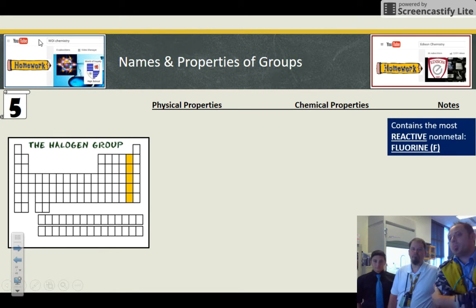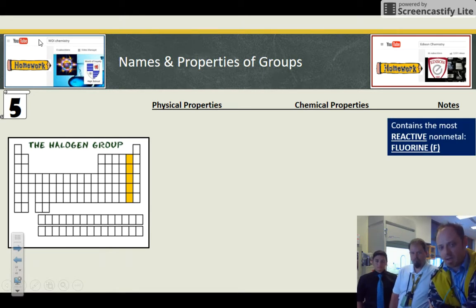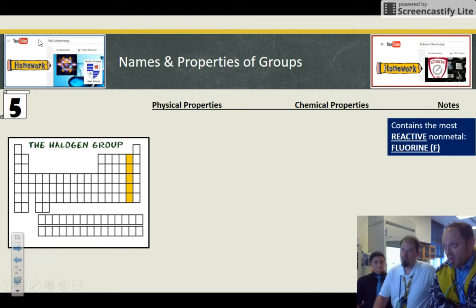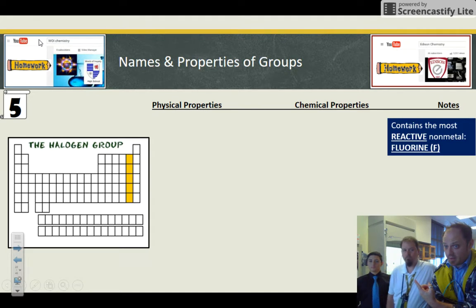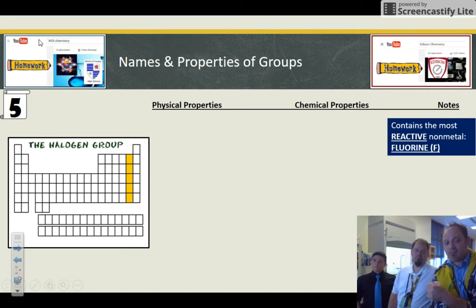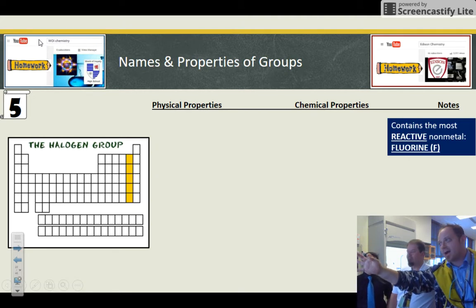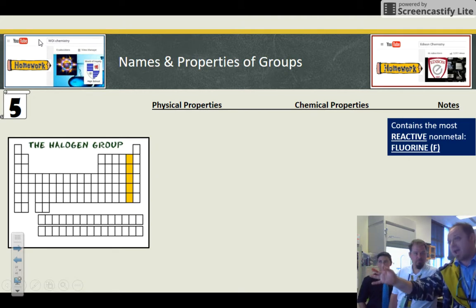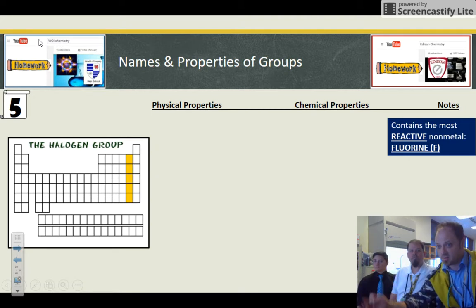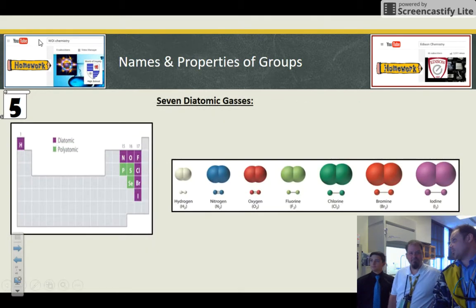This group contains the most reactive non-metal, which is fluorine at the very top. So fluorine and francium. Fluorine's the most reactive non-metal, top right corner of the periodic table except for the noble gases, and francium, bottom left. So they're at opposite corners of the boxing ring, if you will, and they're the most reactive of their own species. Ding, ding. You said boxing ring.